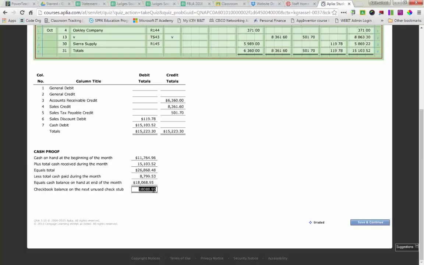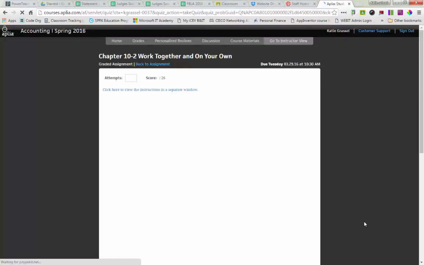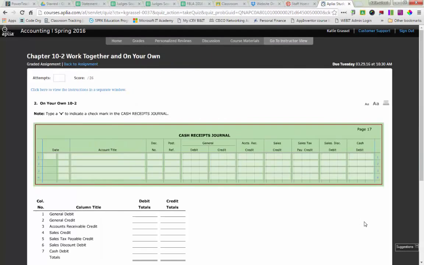This number right here that I put in, I always get right from the instructions, because the instruction says the checkbook balance, and the main thing is these two numbers need to equal. If they don't, you know you've made a mistake someplace. But otherwise, I think I've got my work together, so I'm going to save that. You guys can go ahead and do yours on your own. Yes, I do know it's graded.